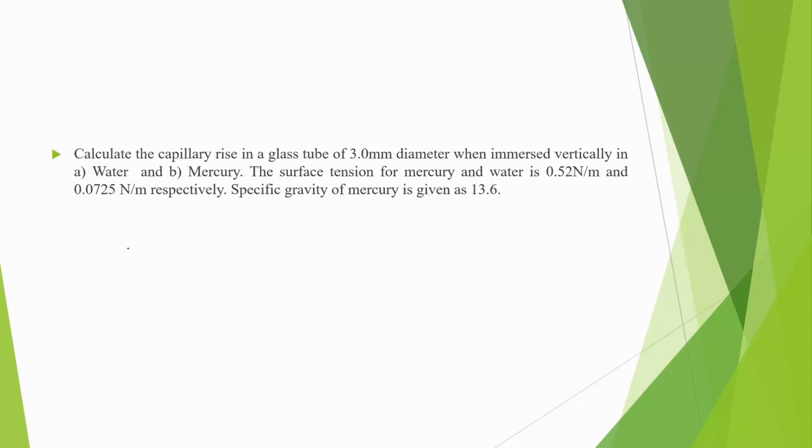Now we have to calculate the capillary rise in a glass tube of 3 mm diameter when immersed vertically in case 1, water, and case 2, mercury. Look at the value, it is 3 mm, very, very small. The surface tension for mercury and water is 0.52 Newton per meter and 0.0725 Newton per meter respectively, and the specific gravity of mercury is given, but make sure you remember this value in case it is not given.